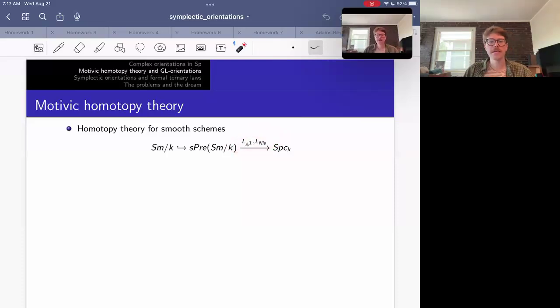This A1 just makes the affine line contractible, just like in homotopy theory, where we want R to be contractible. And this Nis is a descent condition that's similar to Mayer-Vietoris. It's nothing too important. It's a little technical.